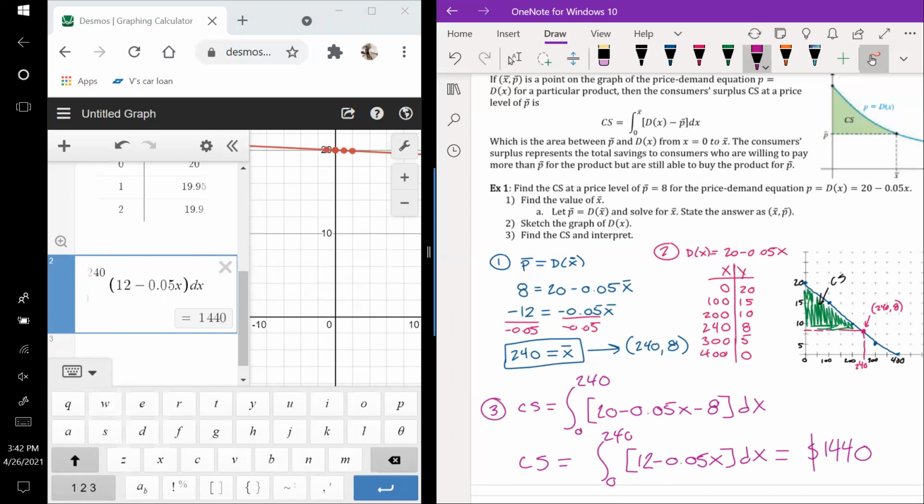So this number represents the total amount of money the consumers will save if they have the money to buy it without, I guess you could say, a discount. So if they have the money to buy it at a higher price, but they'll buy it for the discounted price. So this is what consumers will save, $1,440. Okay, that is consumer surplus. Any questions on that?